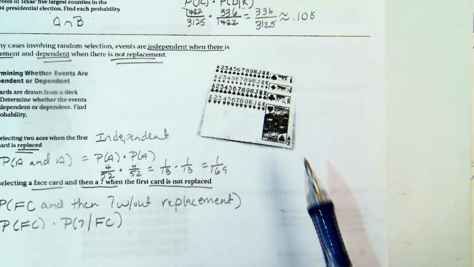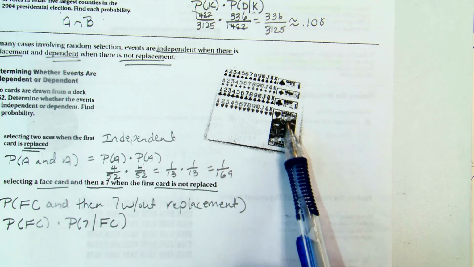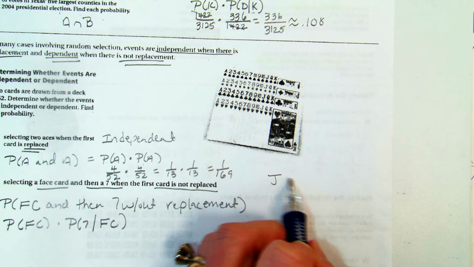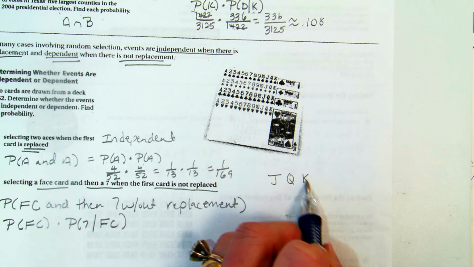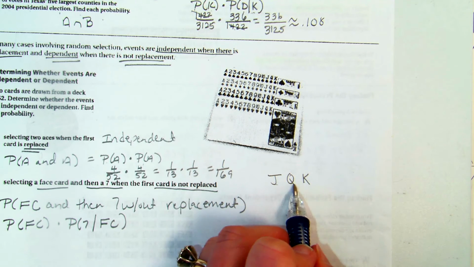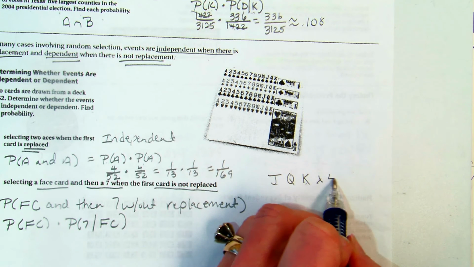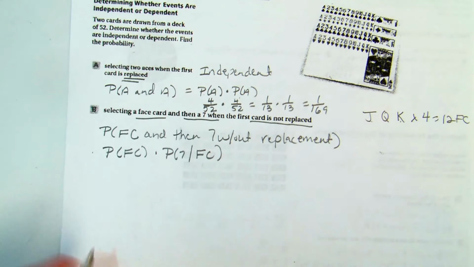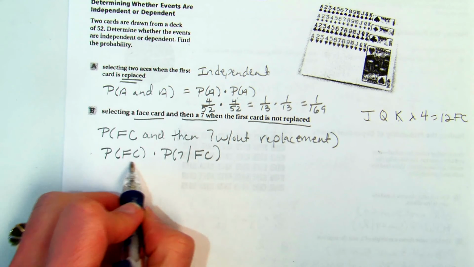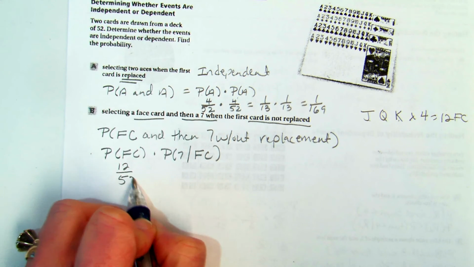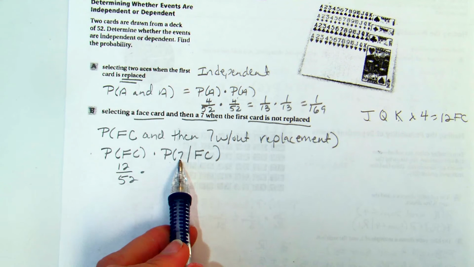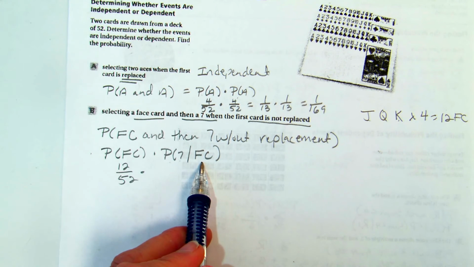Now, what is a face card? If you'll notice right here on this jack, it's a face card because it shows the face. So a face card is a jack, a queen, or a king. So there's 3 in each suit times 4 suits, so that's 12 face cards out of that deck. So the probability of picking a face card is 12 out of 52 times, now, what's the probability of picking a 7 given that that first card that I picked was a face card?